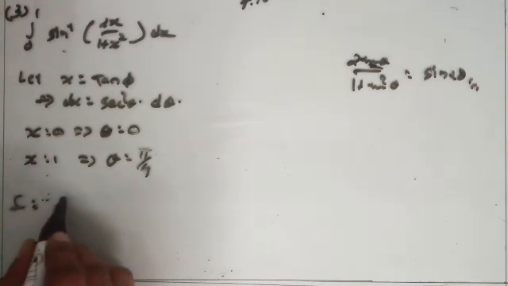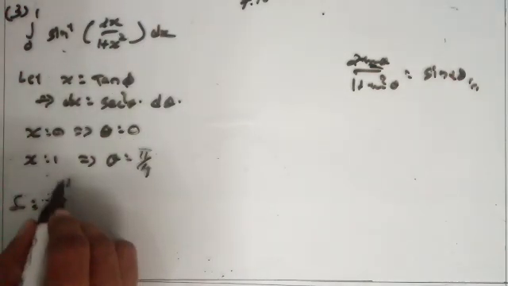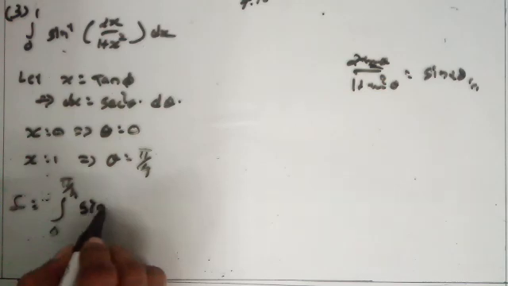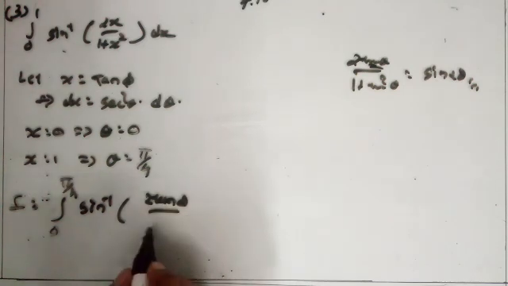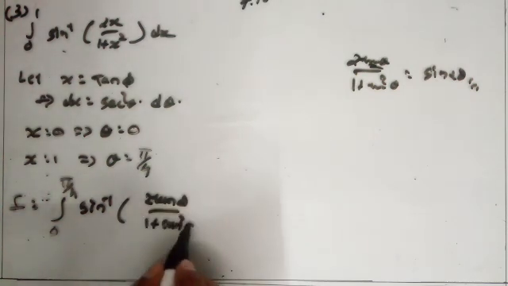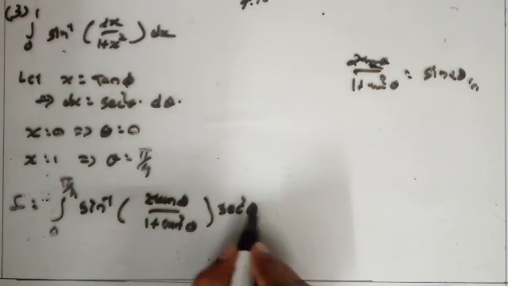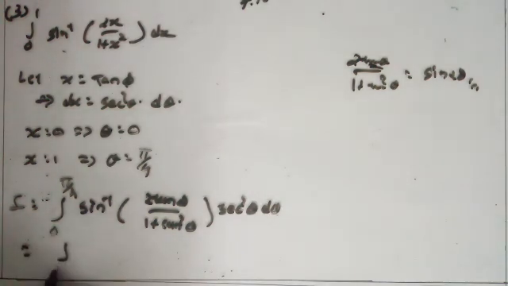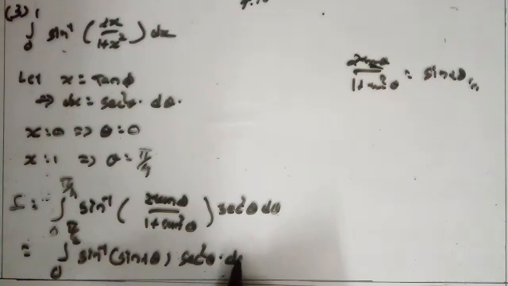So the integration becomes, with the limits changed into theta form, 0 to pi by 4, sin inverse of 2 tan theta upon 1 plus tan square theta, and dx is equal to sec square theta d theta. Clear? So it is 0 to pi by 4, sin inverse of 2 tan theta upon 1 plus tan square theta, which is sin 2 theta, you know the formula, into sec square theta d theta.